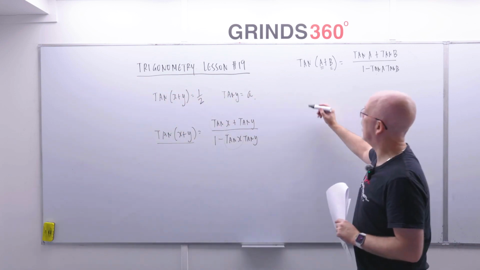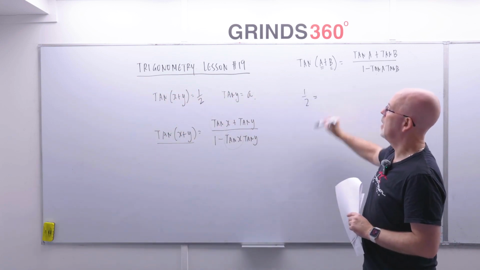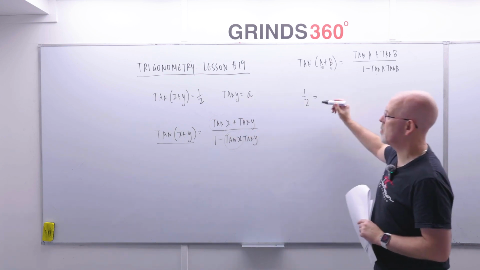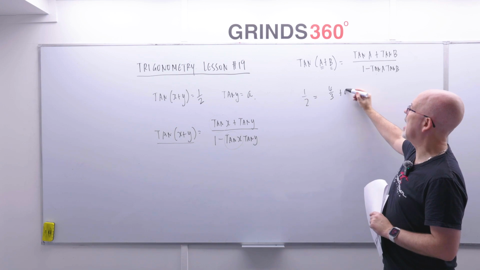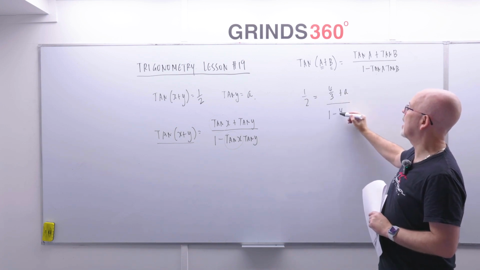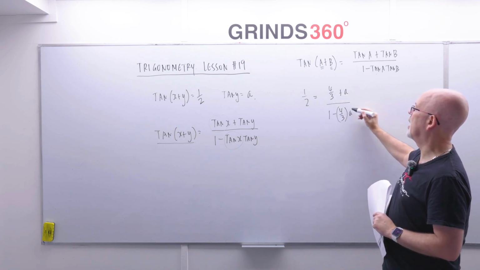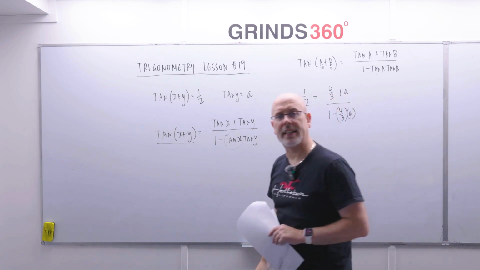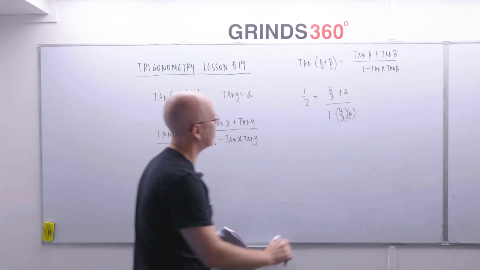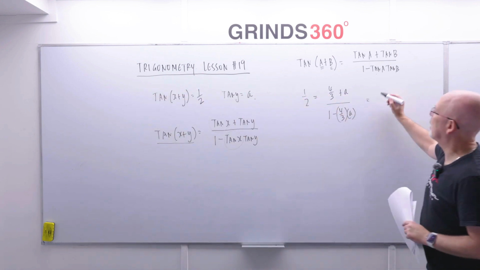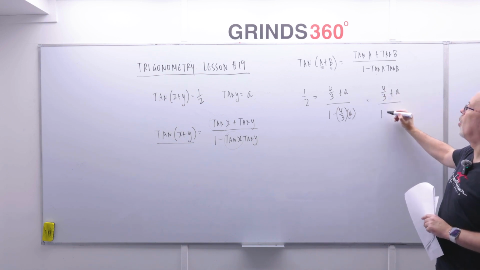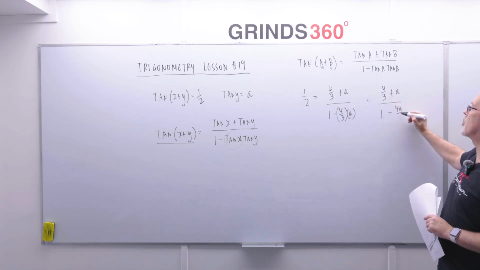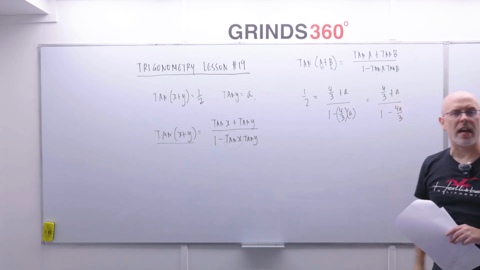So tan(x + y), that's a half, is equal to tan x, which is 4/3 from the previous part of the question, plus a, over 1 minus 4/3 times a. And I just have to solve for a there. That's the value I'm looking for. Tidying up that fraction, it's (4/3 + a) over (1 - 4a/3). When I multiply these together, I get 4a over 3.